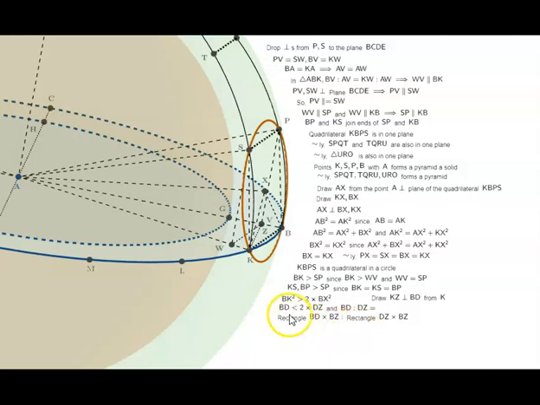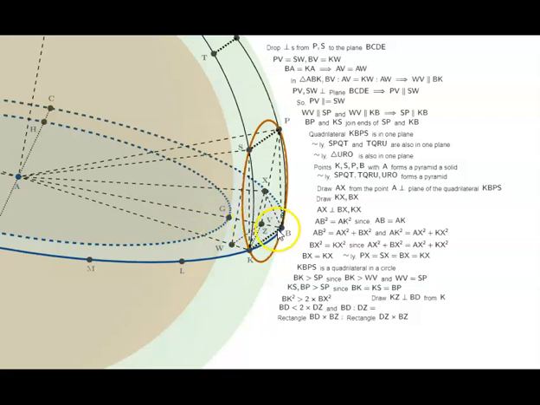So here BD is less than 2 times DZ. BD, the diameter, is greater than 2 times DZ. 2 times DZ is naturally greater than BD. So we are saying BD is less than 2 times DZ. And BD is to DZ as rectangle BD by BZ is to rectangle DZ by BZ.